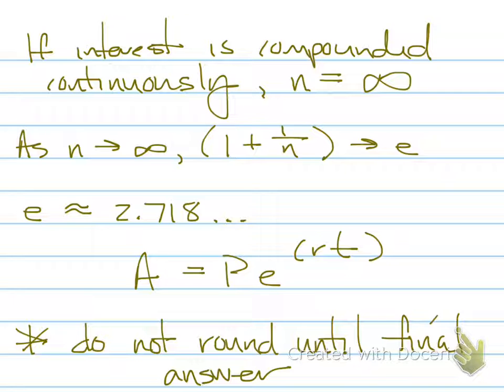Now, if interest is compounded continuously, that means that N is equal to infinity. And as N approaches infinity, the quantity 1 plus 1 over N approaches the constant e. e is approximately 2.718. So we use the formula A equals P times e to the RT power.